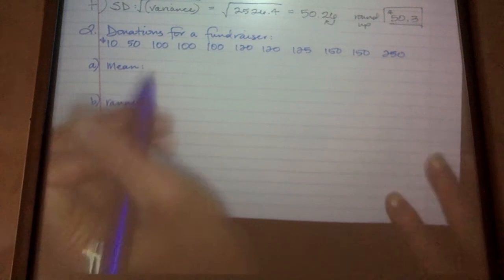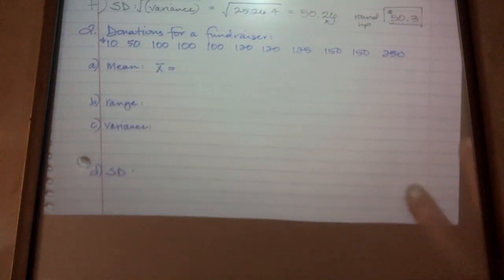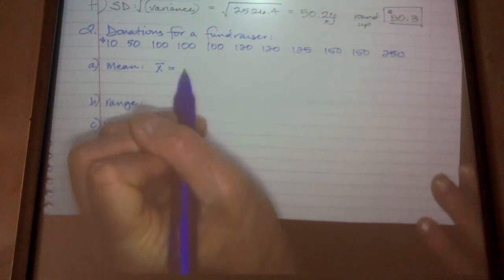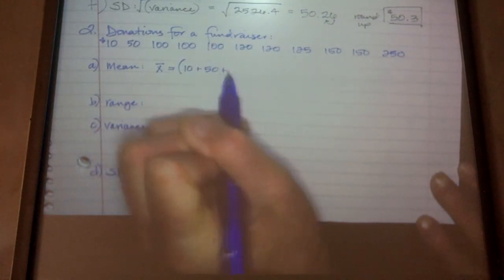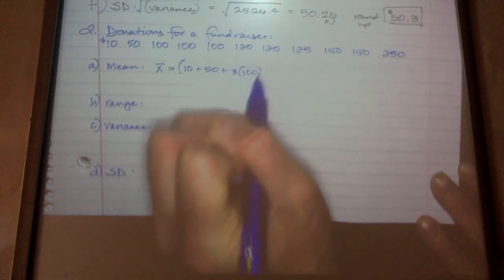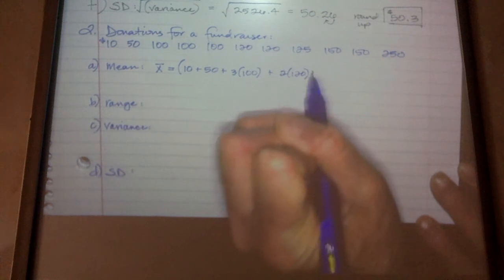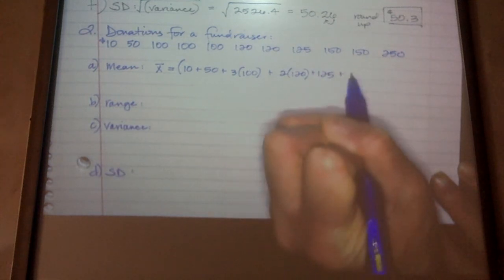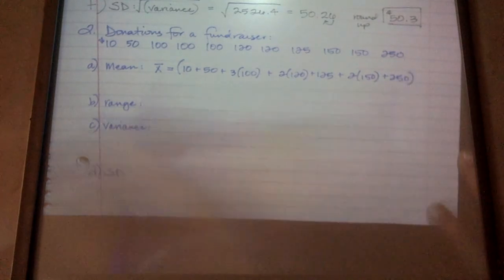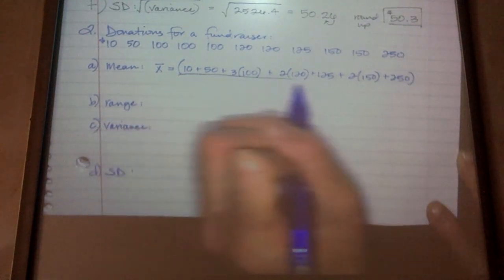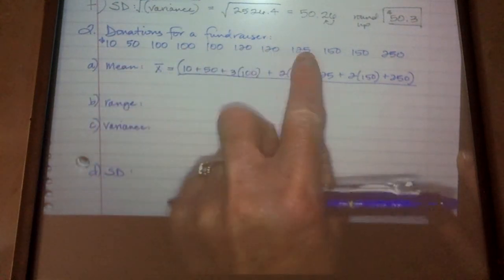So let's start with mean. So x with the line above it, let's practice writing that symbol. Would be, parentheses, 10 plus 50 plus 3 times 100 plus 2 times 120 plus 125 plus 2 times 150 plus 250, parentheses. And I'm dividing all of this by, count them up, 1, 2, 3, 4, 5, 6, 7, 8, 9, 10, 11.